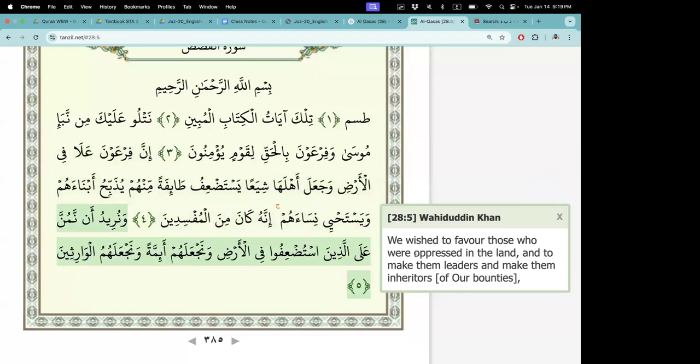We wish to favor those who were oppressed in the land, to make them leaders, and to make them of the ones who inherit the earth and rule it. Subhanallah. So we pray that this is something we also get to see for our brothers and sisters, inshallah. But today we will end with that ayah.